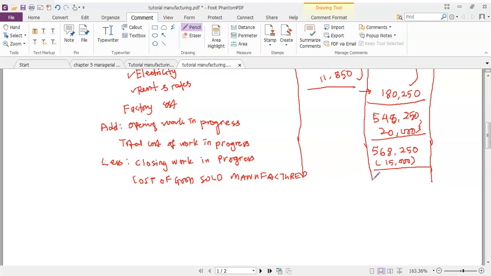So the amount is 553,250. Okay, this is the final answer for manufacturing company. Okay, settle dah manufacturing company.